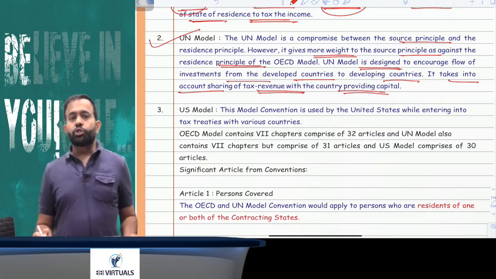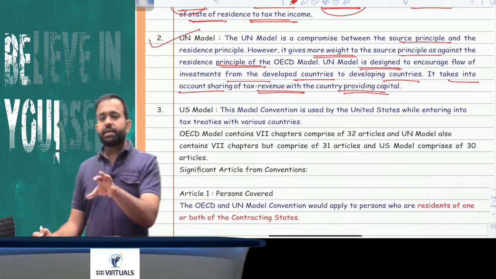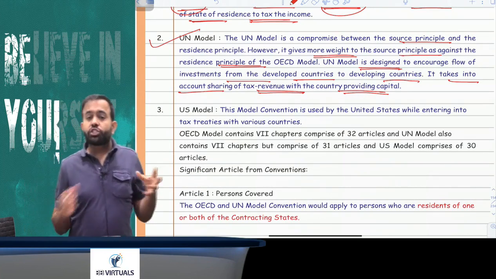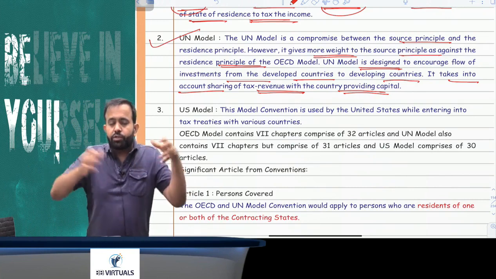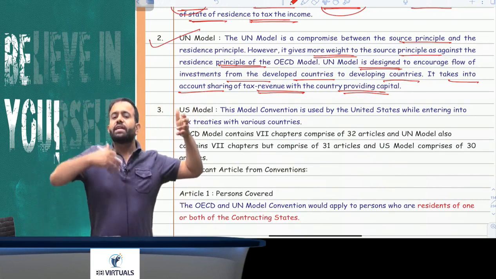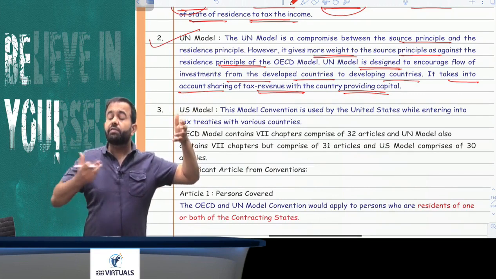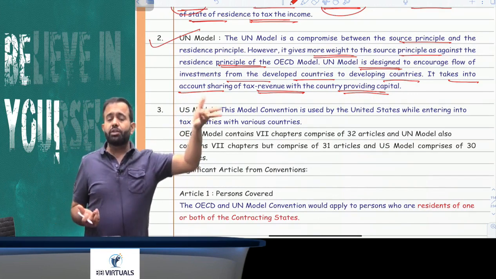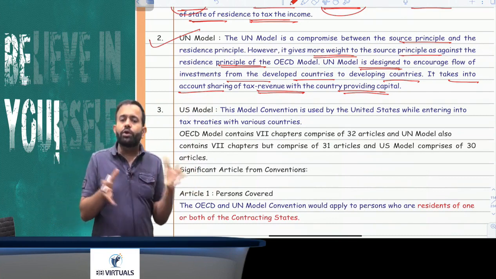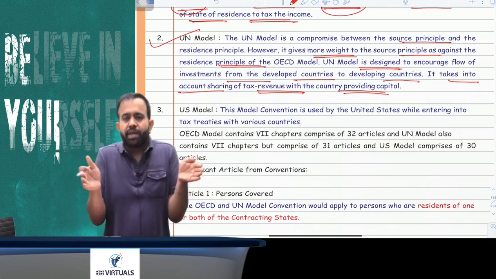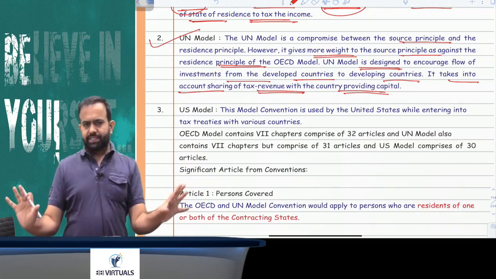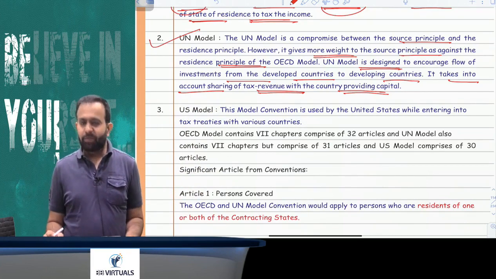So guys, suppose the US is a developed country and India is a developing country. Here we always share the revenue. Suppose a US company is doing business in India, so we will share the revenue, meaning the Indian country will also get some revenue, and the US country should also get some revenue. That is called your UN model. So the UN model is saying that we will give a compromise between the source and residence, meaning both countries should take some taxes. That is called your UN model.